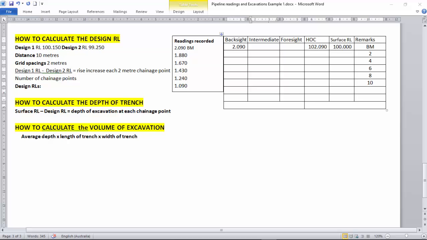Hi everyone, tonight we're looking at pipeline readings and excavations example. This is how to calculate the spoil that's going to be removed from the trench and how to draw a section through that trench.